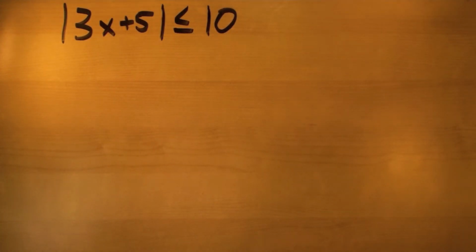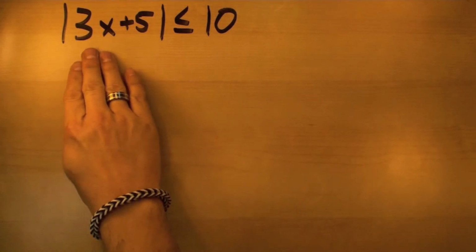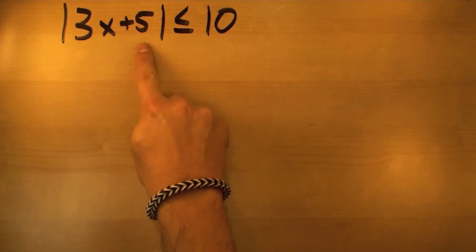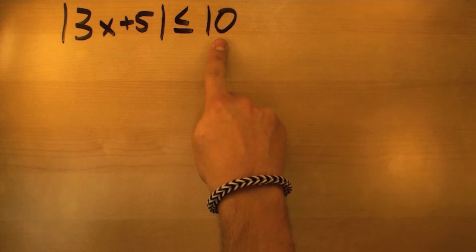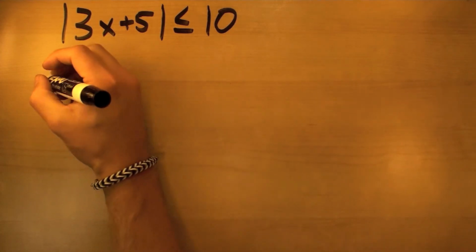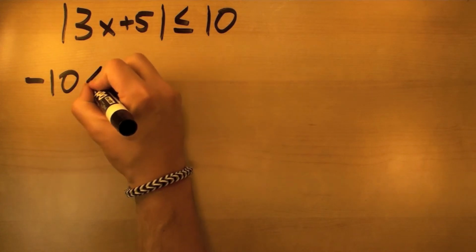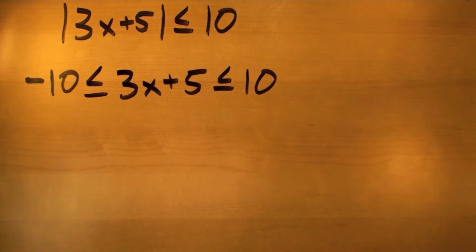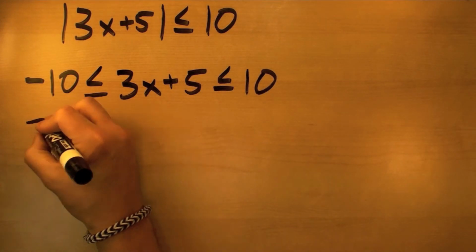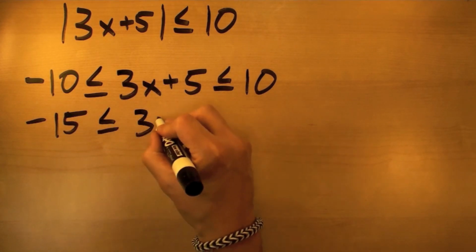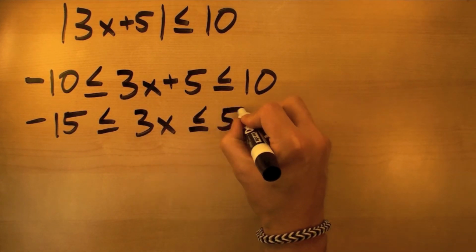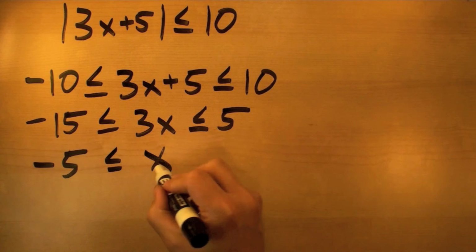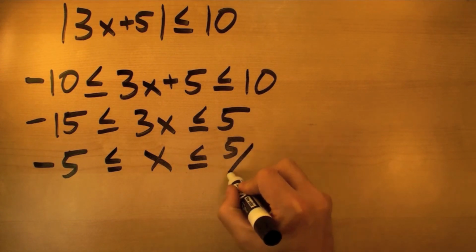Now that we have the absolute value isolated, we can interpret what that means. We want values whose distance from 0 is less than or equal to 10. So that will mean that when we evaluate 3x plus 5, we're getting values that are between negative 10 and positive 10. So we've really got negative 10 less than or equal to 3x plus 5 less than or equal to positive 10. Subtract 5 from both sides, negative 15 is less than or equal to 3x is less than or equal to 5. Divide by 3, negative 5 is less than or equal to x is less than or equal to 5/3.